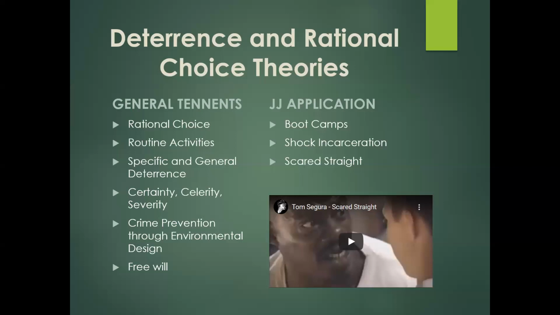Scared straight programs, remember, have been shown to increase offending. Not only are they not effective, they actually increase offending. So scared straight programs are very popular with the public, very popular with the parents, but they actually increase offending. And this is where it matters that you have this research in front of you and you know what it is that your community is doing based on the theories that they subscribe to.